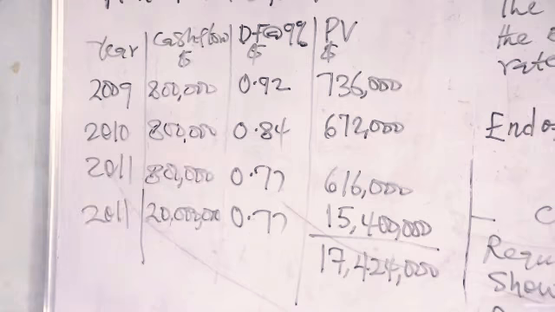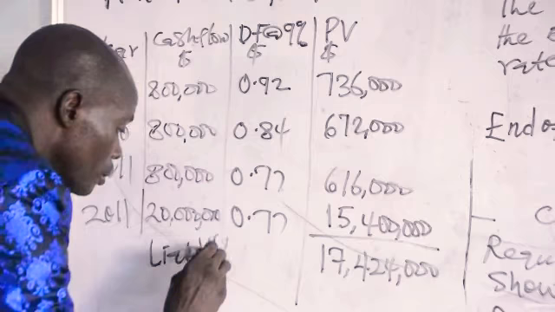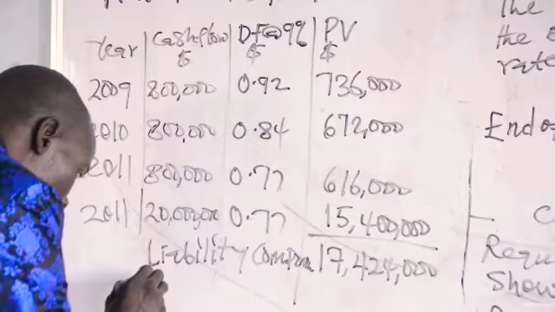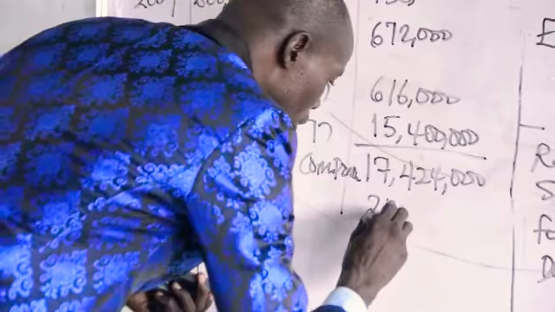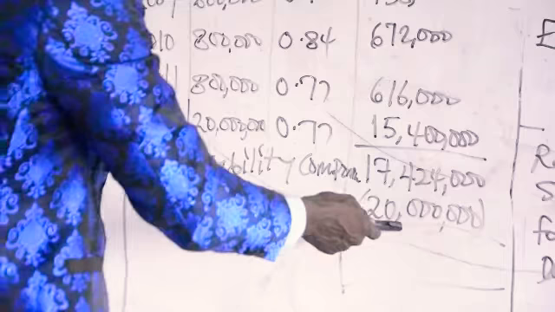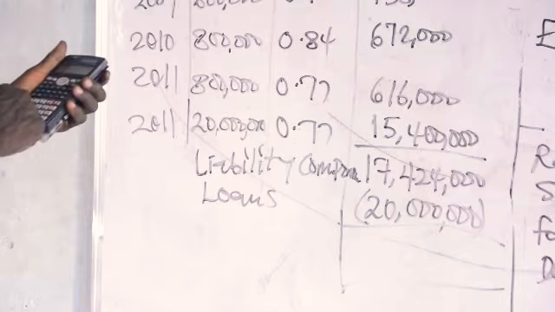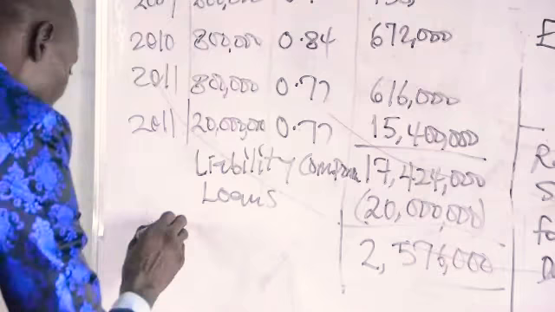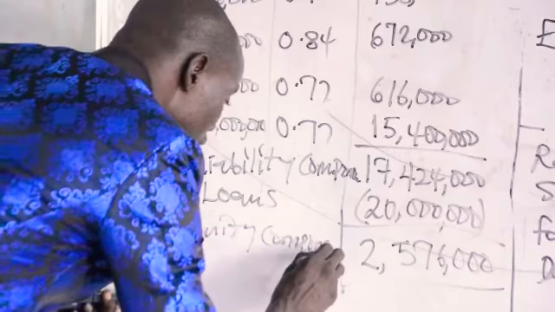So this is the liability component. Then the gross loan, or the cash flows, the gross loans is 20 million. The residual, that is the remaining one, is the difference between the liability component and the actual value of the loan. When you subtract, the difference is 2,576,000. This value is the equity component. This will be shown as equity in the statement of financial position. Then this one is a liability.